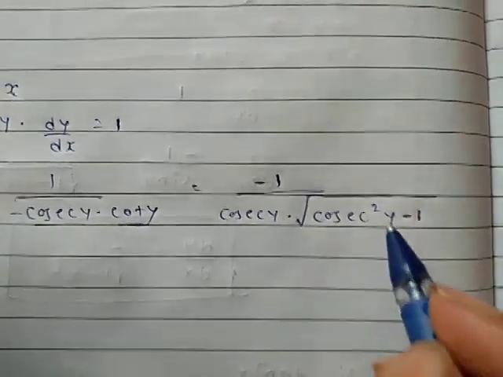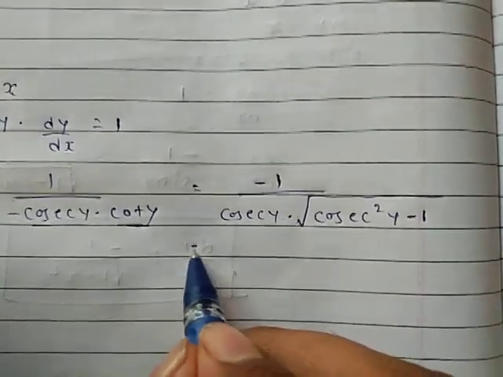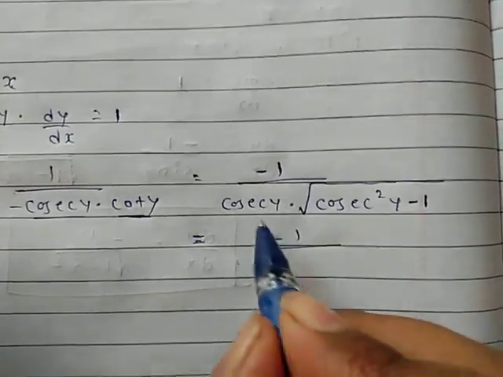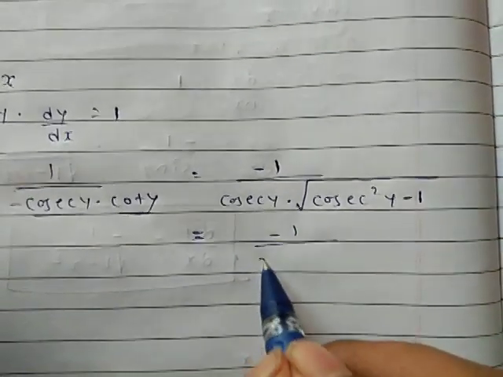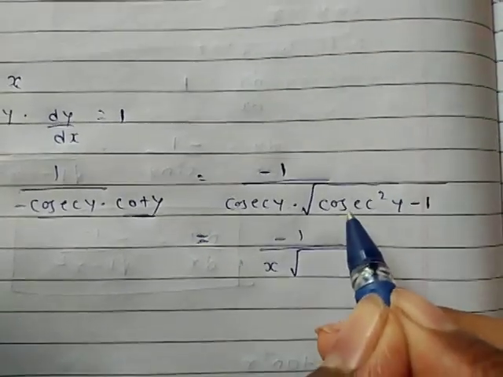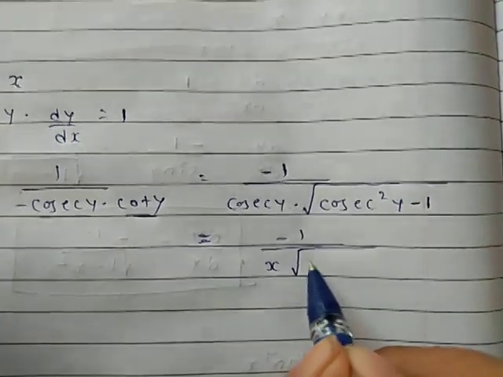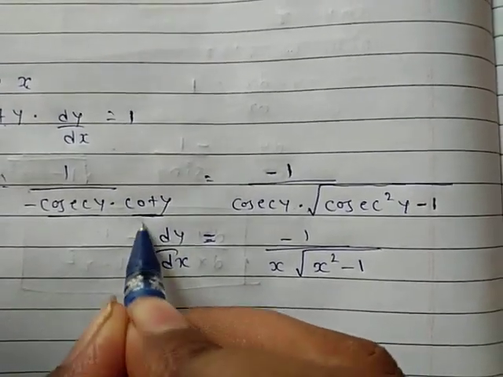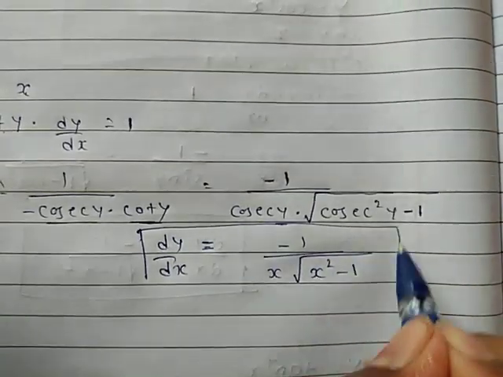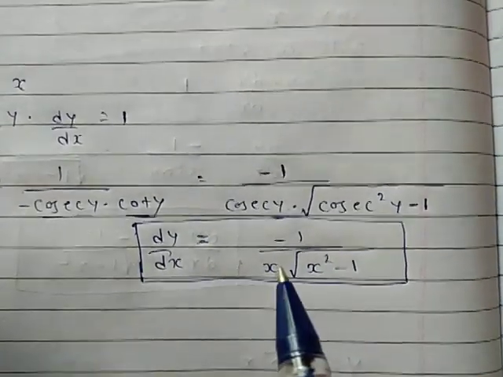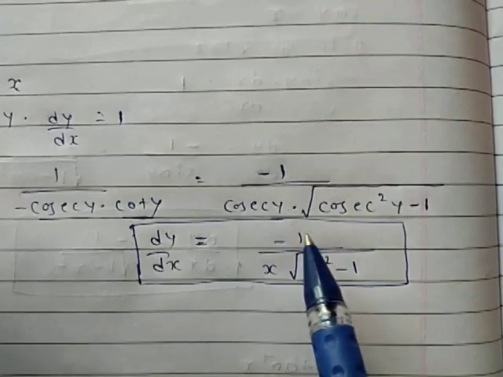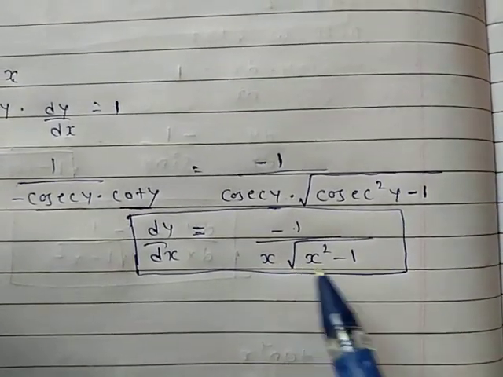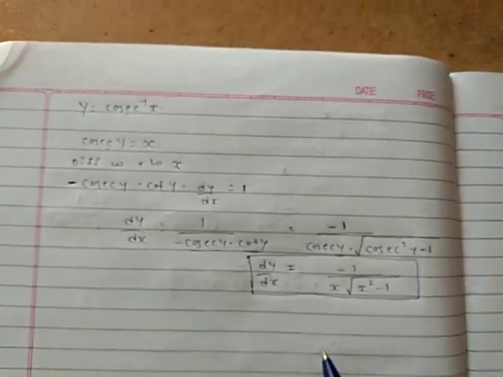You need to remember the identities also. Trigonometric means everything is important. So minus 1 divided by, we know the value of cosecant y as x, so what is the value of cosecant square y? It is x square minus 1, which is nothing but dy by dx. So the standard derivative of cosecant inverse x is minus 1 divided by x into root of x square minus 1. So pause the video to note it down.